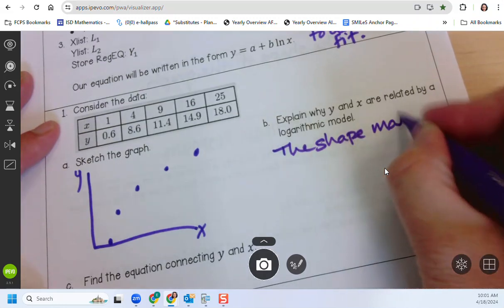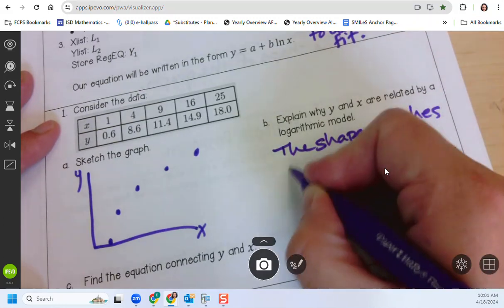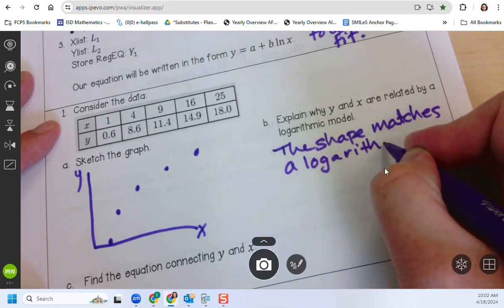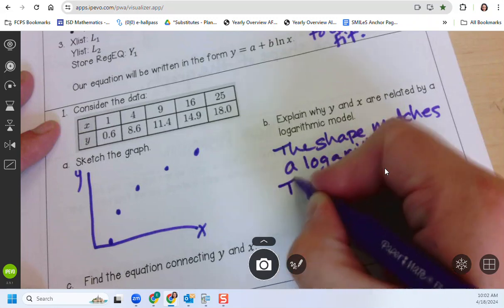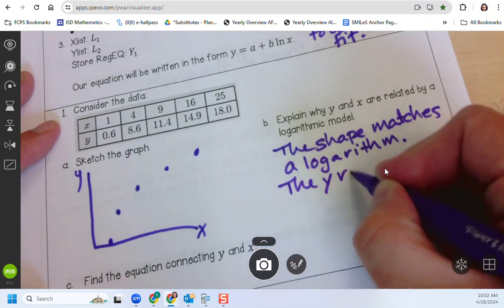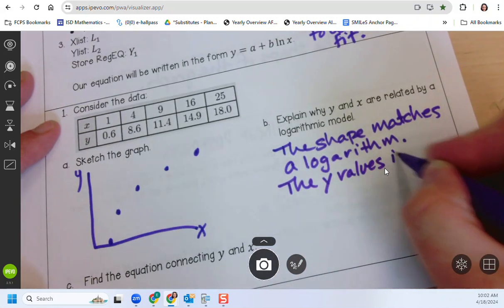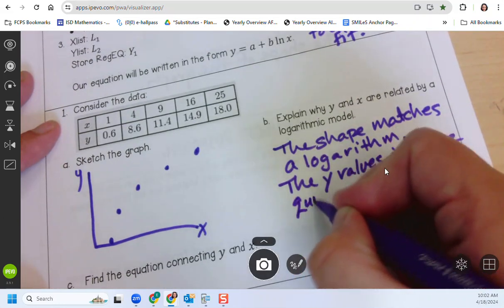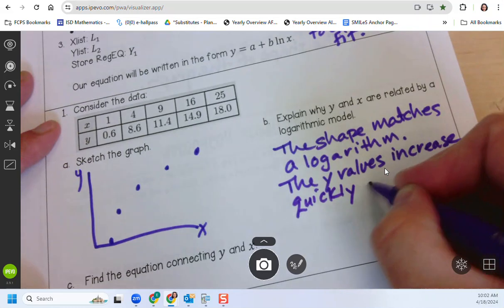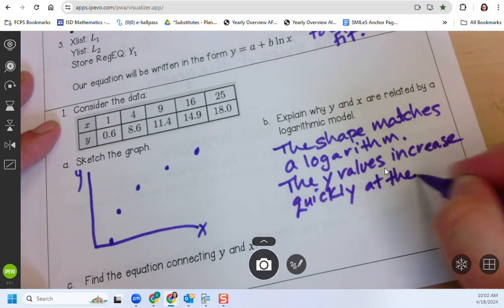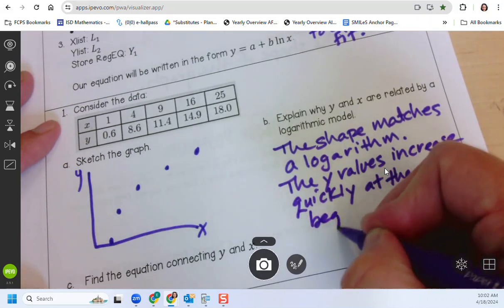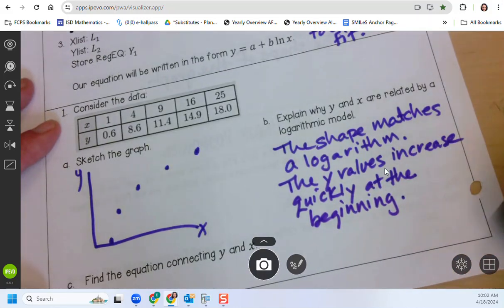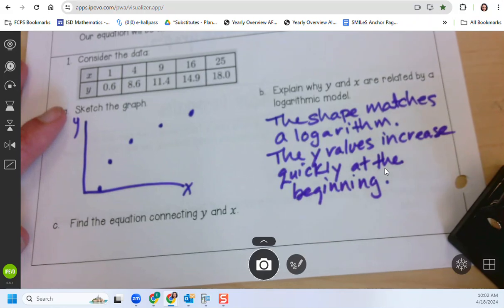So I'm going to write the shape matches a logarithm, and then I'm going to write the other. The y values increase quickly at the beginning. All right, so since it is logarithmic, that's the regression we're going to choose.